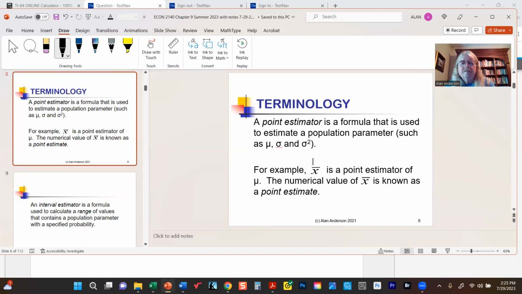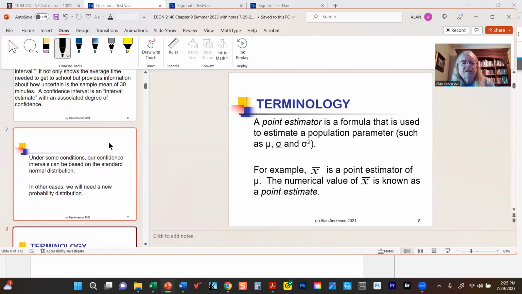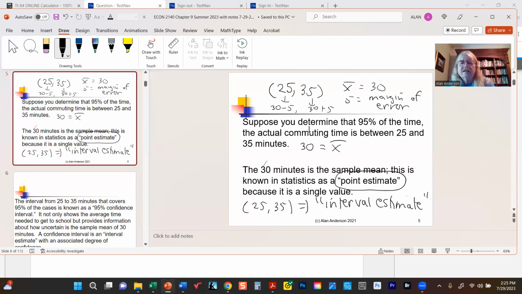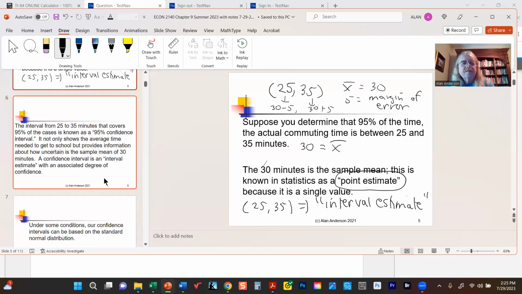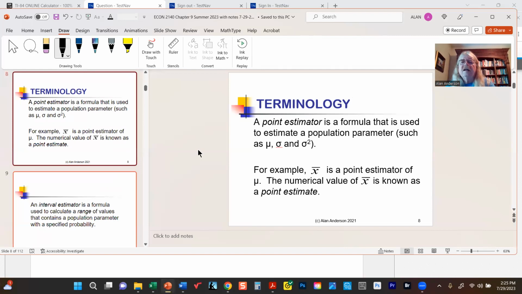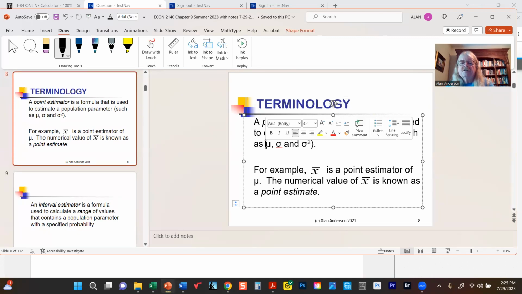Anyway, a little more terminology here. We've already seen what we mean by a point estimate: a single value, which is an estimate of a population parameter. Here, 30 minutes. The interval estimate is the corresponding sample confidence interval. But we also define the word point estimator, a very subtle difference, to be the formula that is used to estimate these population parameters.